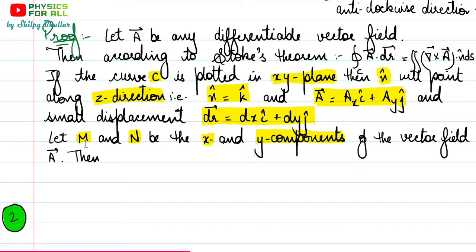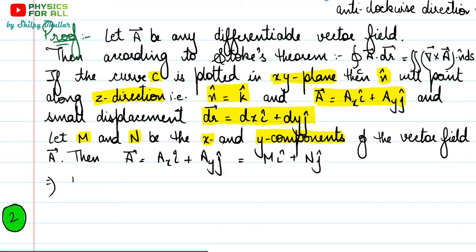Now see, what we have done here is that we let M and N be the x and y components. This is the general expression, that vector A is ax i cap plus ay j cap. But now we are saying let this ax be M and that ay be N. Let M and N be the x and y components of the vector field. So if that's the case, we can write vector A as ax i cap plus ay j cap, but now since M is the x component and N is the y component, this becomes M i cap plus N j cap.